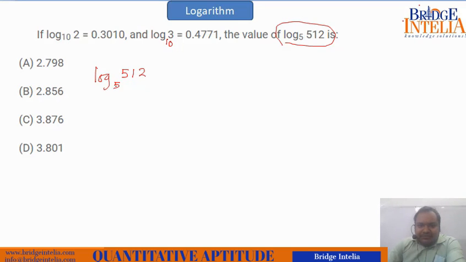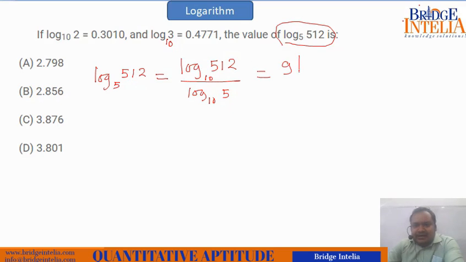Now log 5 value is not mentioned here. We only know the value of log 2 and log 3. So somehow we will have to rewrite this term to incorporate log 2 and log 3. So let's see how that can be done. So this can be written as log 512 by log 5, both to the base 10, common base. So this is 9 times log 2, because 512 is equal to 2 to the power 9. Now here comes the trick. Log 5 can be written as log of 10 by 2, because 5 is nothing but 10 by 2.